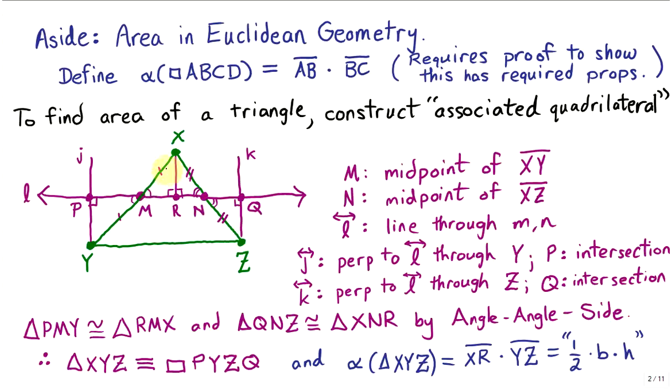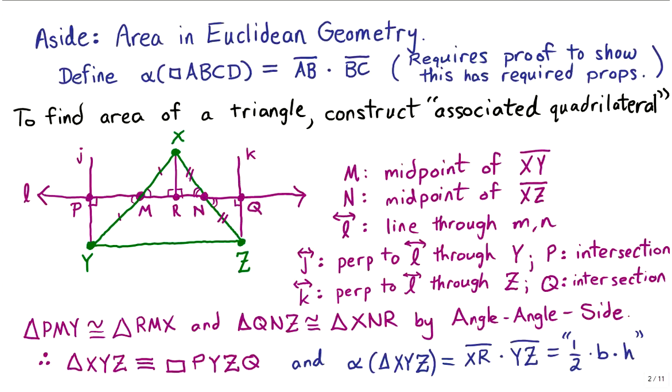And therefore, the triangle XYZ is equivalent by dissection to this rectangle PYZQ. This triangle up here corresponds to this triangle down here. This triangle up here corresponds to this triangle down here. And they both share this region in common. Since these two regions are equivalent by dissection, they have the same area.